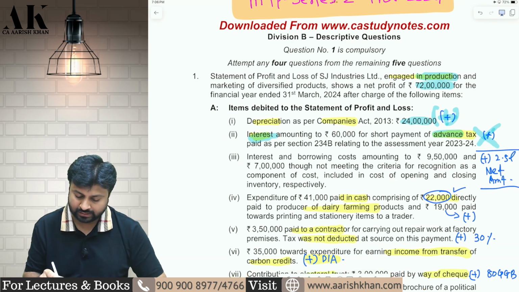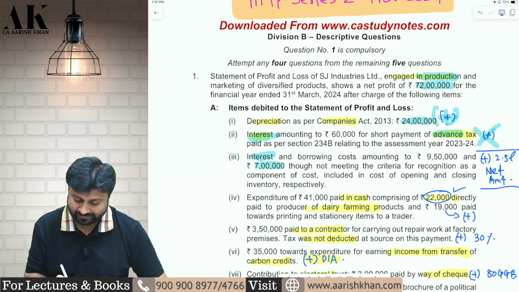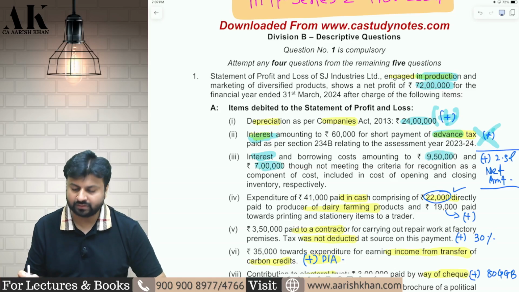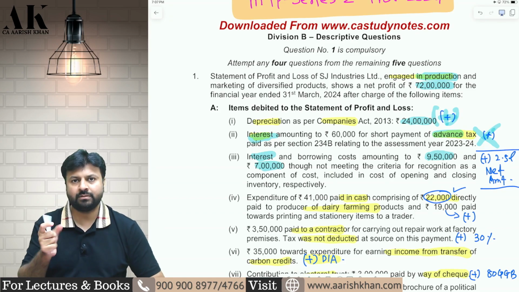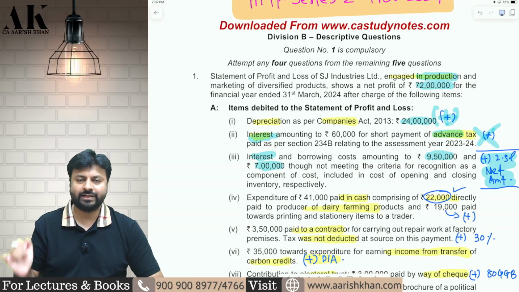Then you are including some interest and borrowing cost in the opening and the closing stock. You should not do that. You have included 7 lakh interest in the opening stock and 9,50,000 interest in the closing stock. So the differential amount is how much? 2.5 lakh, that I'm adding back to the net profit. Okay, so that I can nullify that particular item.